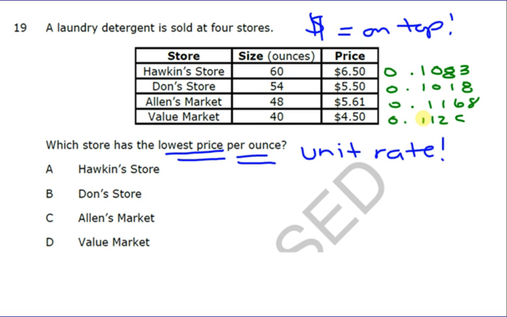Now, which one is the lowest? Well, they all start with 1, and then I have 0, 0, so I'm going to get rid of these 2. 0, 0, 8, and 1. This right here is the lowest. Dawn's store has the best deal.